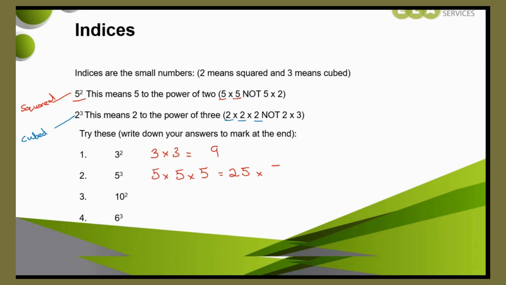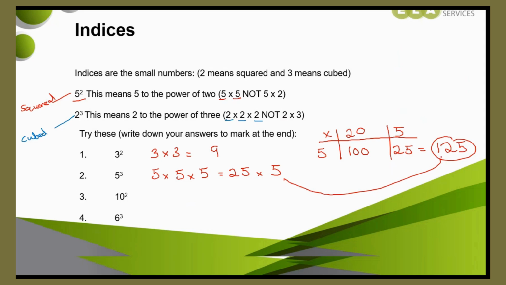For those of you where multiplication might still be a struggle, the best way to make this calculation easier is to use what we call the grid method. So we break the 25 up into 20 and 5, and then we put our 5 here, and we draw some lines in between, which gives us the grid method. Then we multiply. We do 5 lots of 20, which is 100. 5 lots of 5 is 25. Add the two answers together, which gives us an answer of 25 times 5 as 125. And that is our indices.